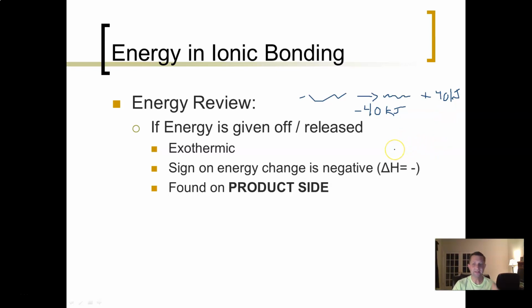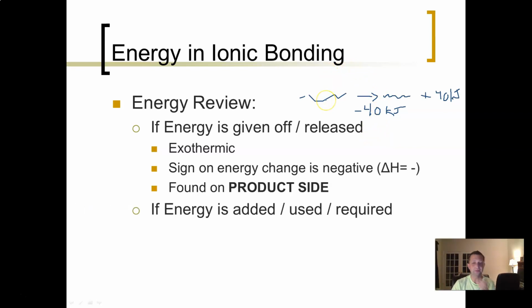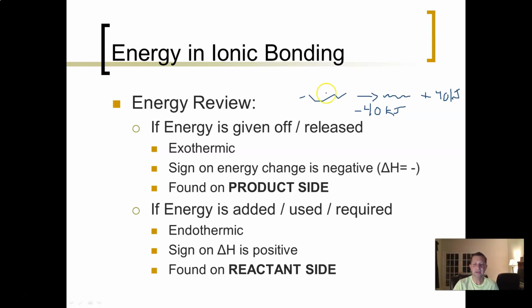So if they said the delta H is negative 40 kilojoules, that tells you that it goes on the product side. If they said the energy change was positive 40 kilojoules, it would be on the reactant side, which is what we have here. So if energy is added, used, required, that's endothermic. The delta H is positive, and it's on the reactant side.